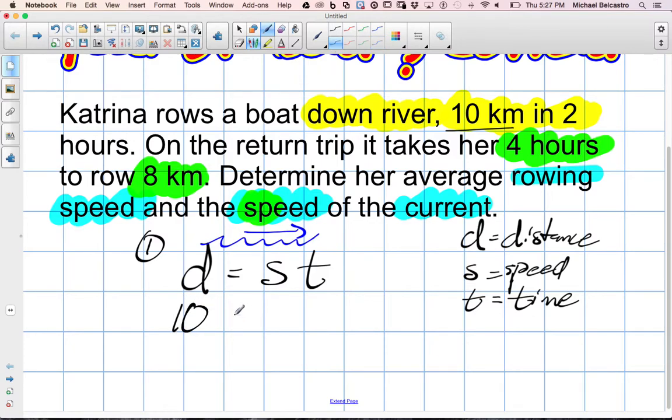They go 10 kilometers, but we don't quite know the speed. But we can figure out the time. How long does it take her to do that? In 2 hours. Yeah, she does it in 2 hours. So our time now is 2 hours, and her distance was 10. That works out good.